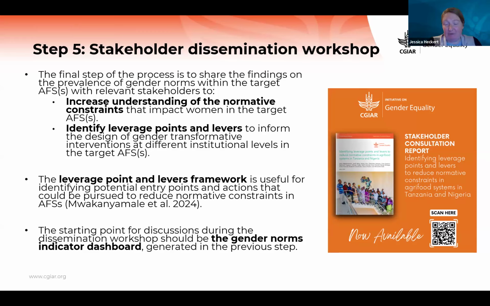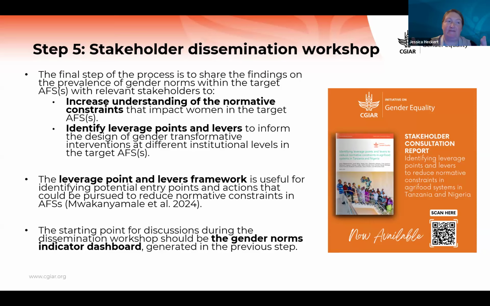The final step in this process, as we discuss this consultative process, is to share back the findings related to these gender norms with relevant stakeholders. That process helps increase the understanding of what the normative constraints are, particularly those that impact women in the target agri-food systems. It also helps to identify the leverage points and levers to inform the design of gender transformative approaches at different institutional levels. So when we say institutional levels, thinking back to that ecological systems approach.